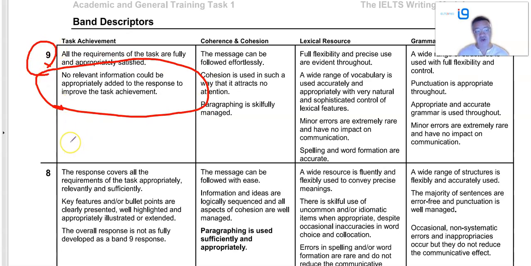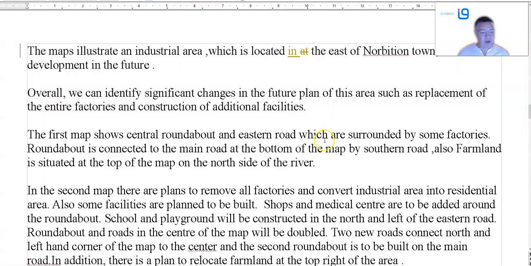No relevant information could be appropriately added to the response. More detail, that's what happens for Task Achievement. It's not a trick, that's what the criteria says. Okie doke, back to the plot. So put some more in there.